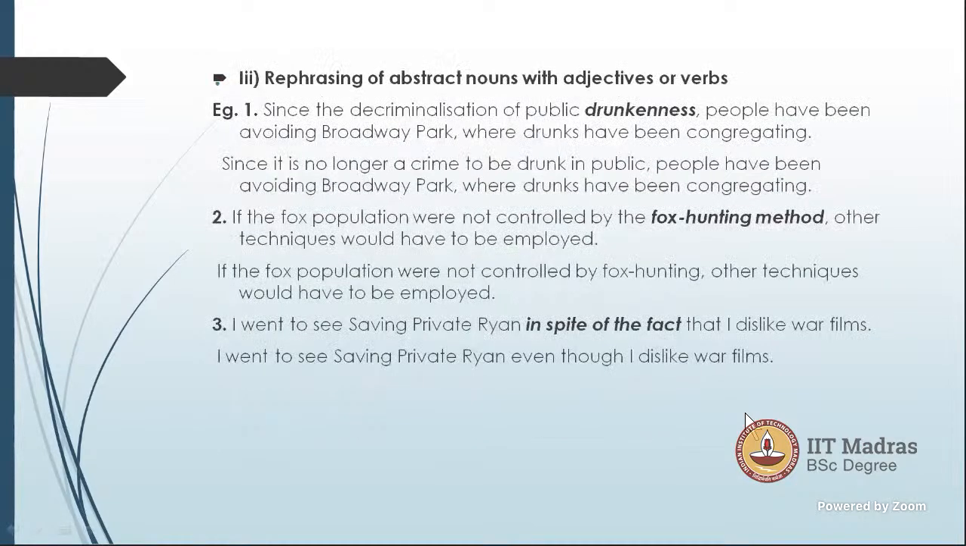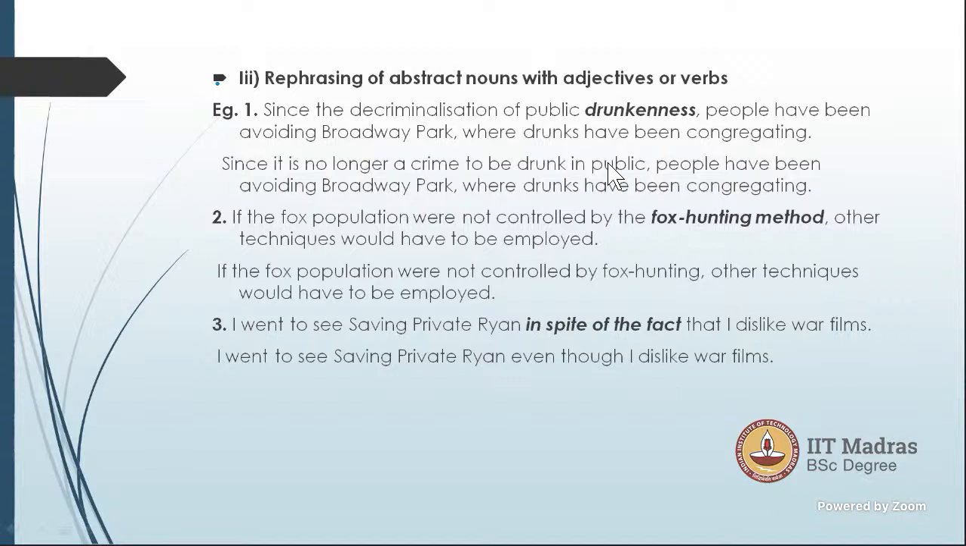The third method to bring about clarity is rephrasing of abstract nouns with adjectives or verbs. We'll dive straight into the examples. Since the decriminalization of public drunkenness, now this is your abstract noun, people have been avoiding Broadway Park where drunks have been congregating. You can change this abstract noun into an adjective or a verb to make it clearer: Since it is no longer a crime to be drunk in public, people have been avoiding Broadway Park where drunks have been congregating. That's a better way of writing to achieve clarity.